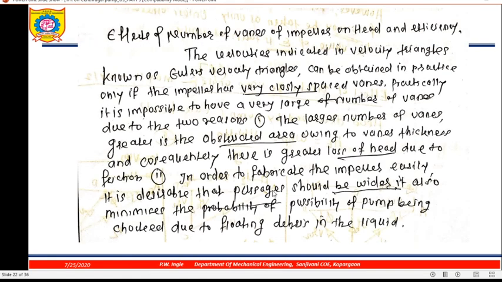Now again, an important topic which was asked in exams is the effect of number of vanes of the impeller on head and efficiency. The larger the number of vanes, the greater is the obstructed area owing to vane thickness, and consequently there is a greater loss of head. In order to fabricate the impeller easily, it is desirable that passages should be wider.